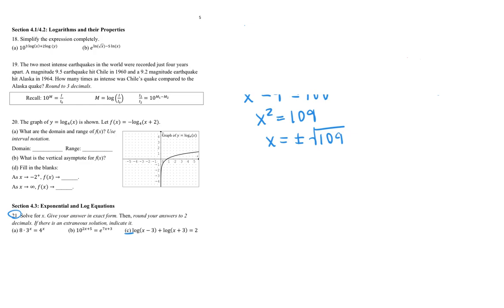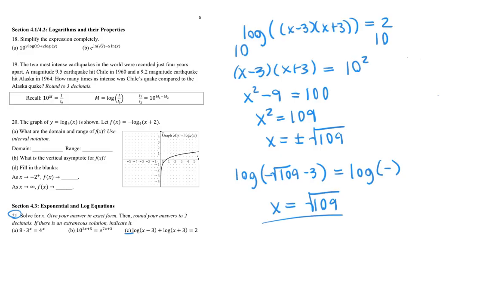And then I need to double check that I don't have any extraneous solutions, because negatives can cause problems in my natural logs, or excuse me, in my common logs. And so then I check if I do the log of negative square root 109 minus 3, that's going to be the log of a negative number, and that is not okay. So I think our extraneous solution will be this negative square root of 109, and we know for certain that x can only equal this positive square root of 109. And we can also plug those in to the input of either arguments to see that it does in fact hold.